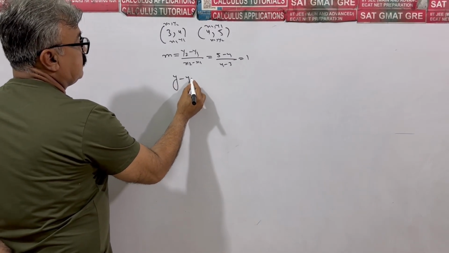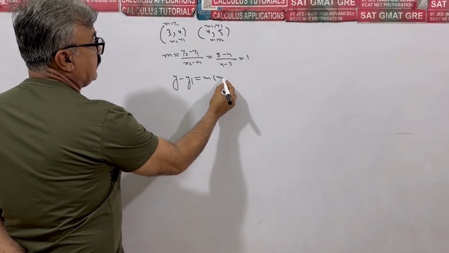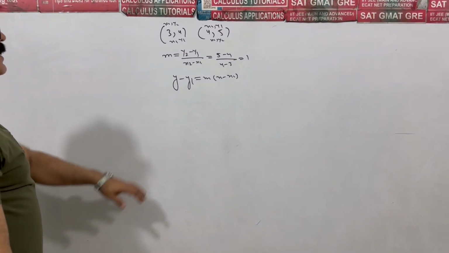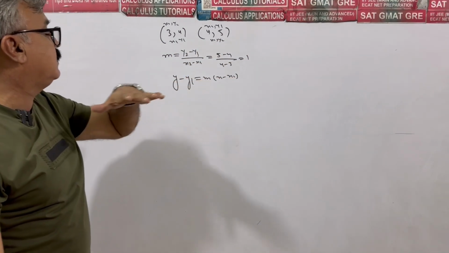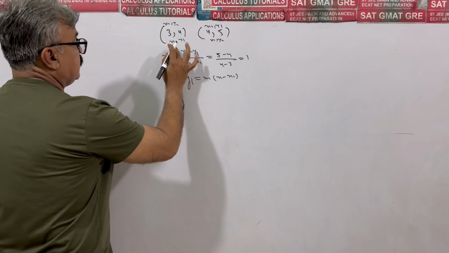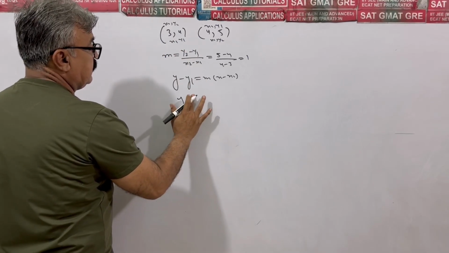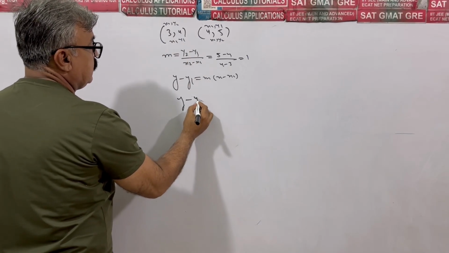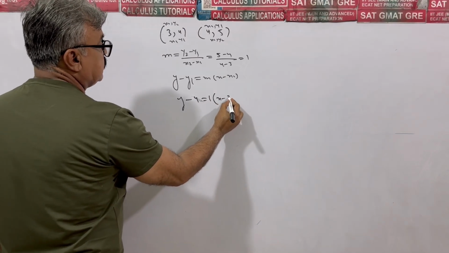Utilize the basic equation y minus y1 is equal to m times x minus x1. It's up to you. Take this point or this point, both lie on the straight line. They satisfy the given equation. Slope is 1. I am taking the first point, y minus y1, y1 means 4. Slope is 1, x minus 3.